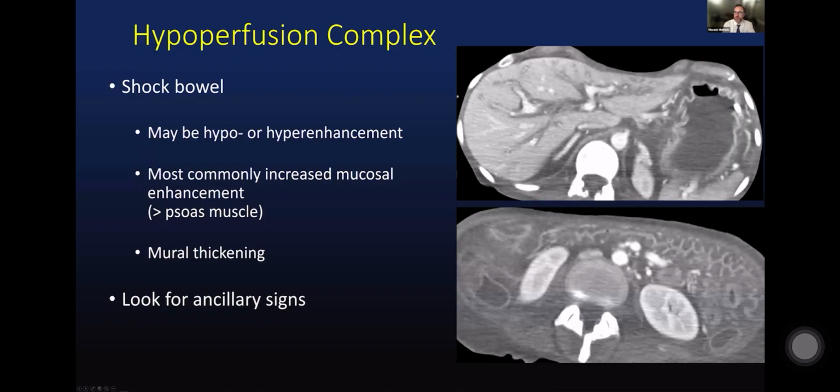You can have sort of bizarre areas of hyper or hypo enhancement of the liver and spleen. Remember that patients in cardiogenic shock may or may not have a flattened IVC, like in this case here. And it's a good thing to remember, especially in trauma patients.